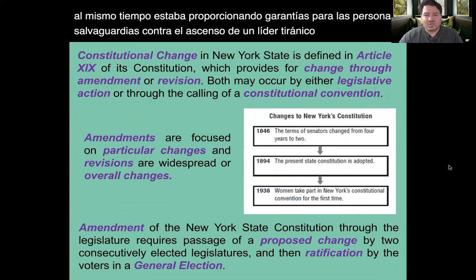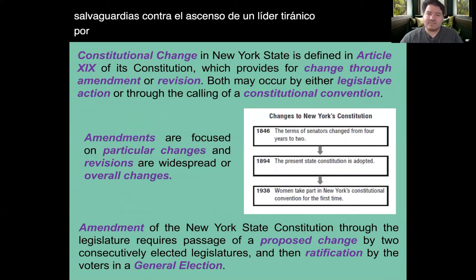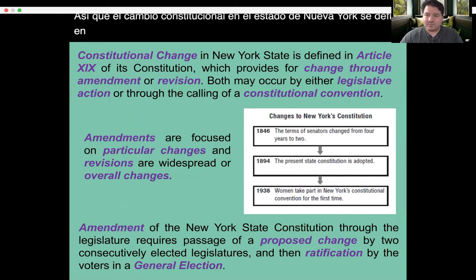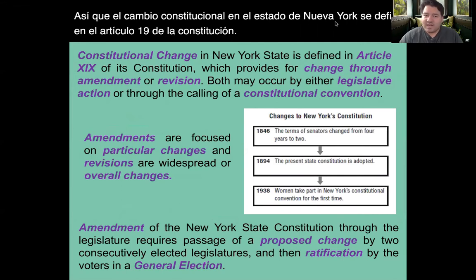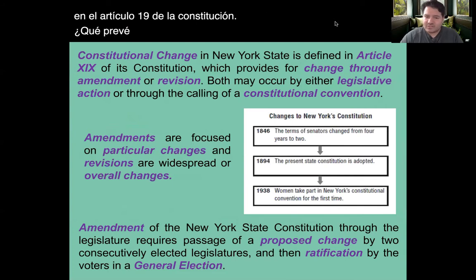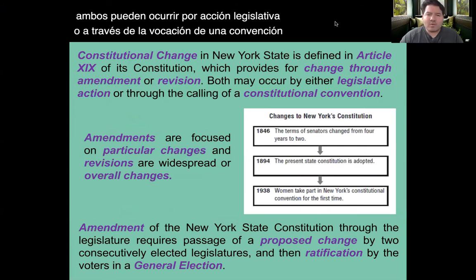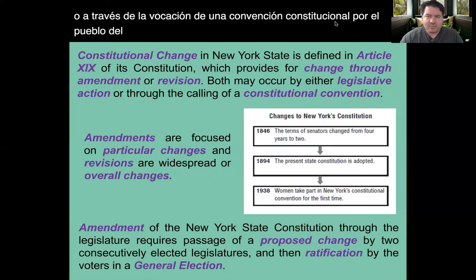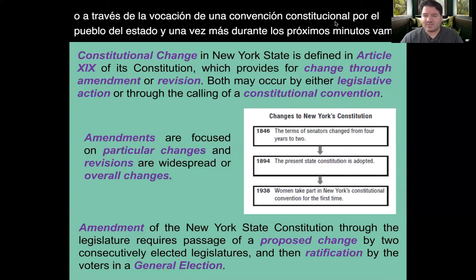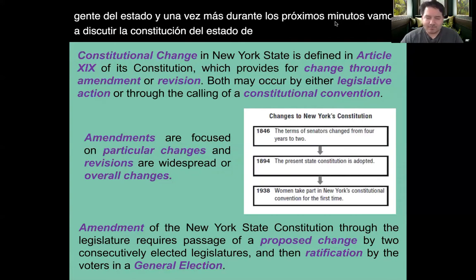So constitutional change in New York State is defined in Article 19 of the Constitution, which provides for change through amendment or revision. Both may occur by legislative action or through the calling of a constitutional convention by the people of the state. And once again, for the next few minutes, we're going to be discussing the New York State Constitution, so please keep that in the back of your head.